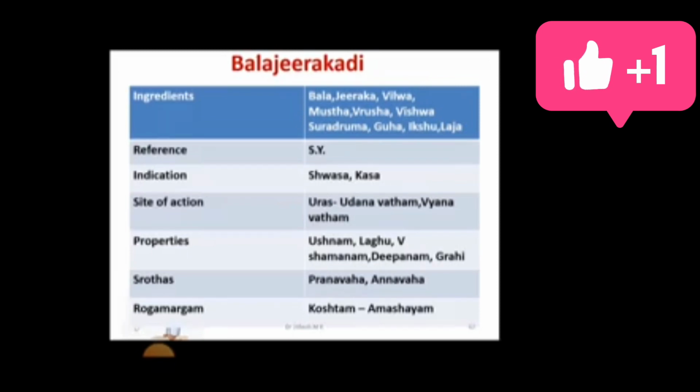All three ingredients present in Nayopayam are there in Balajiragadi also: Bala, Jiraka, Nagara. Again here Bala, Jiraka, Bilva, Pushkaramoola, Vishnukranta, Guda, Ikshu, Laja and so on. The yoga is mentioned in Sahasra Yoga, Swasa Kasa Haram. The site of action is Udanavata and Vyanavata. The medicine is Ushna, Laghu, Vata shamana, Deepana and Grahi.